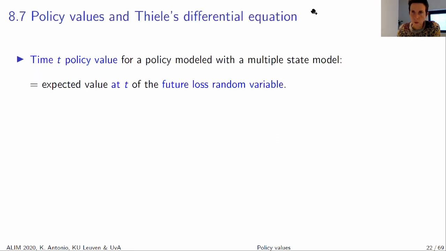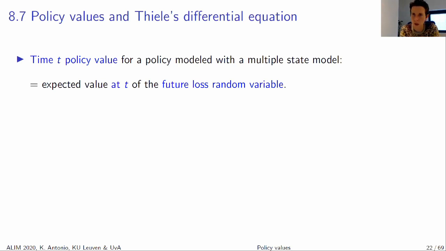So that is what it would be in the simple life insurance setting, in the life-death model. And of course, now our goal is to leave this life-death model, jump to any multi-state model that we would like to consider, and have there the notion of a policy value. So if you look at section 8.7 in the book, we're going to discuss policy values. But we're also going to discuss how these policy values evolve over time. And that will be captured with a differential equation that is named after an actuarial mathematician, Thiele.